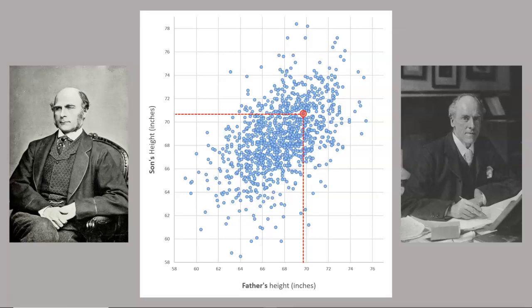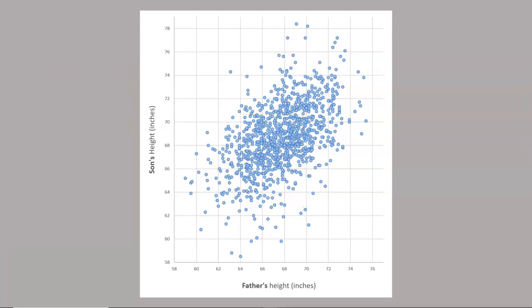There are 1,078 dots in this particular scatterplot, each representing a different father-son pair. These dots form a kind of cloud of points. There's obviously a lot of variation within that cloud, but we can also discern a general trend in the cloud. Namely, points further to the right tend to be higher up as well. This is no surprise, of course, it's just reflecting the fact that tall men tend to have tall sons and short men tend to have short sons.